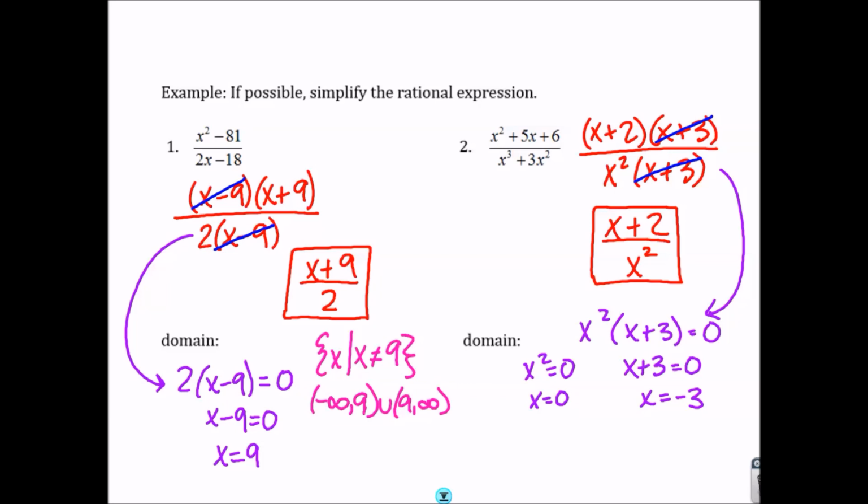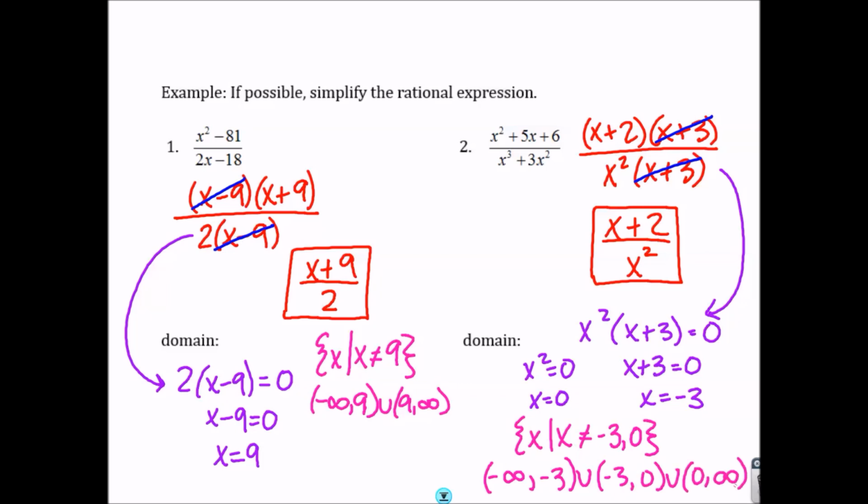So you can either write this in set notation, x such that x does not equal negative 3 or 0, or you can write it in interval notation. But since we have two different numbers, we'll have to say negative infinity to negative 3, negative 3 to 0, and 0 to infinity. So if you have a lot of domain restrictions or a lot of numbers that x cannot equal, set notation will be more efficient, but it's still your personal preference.